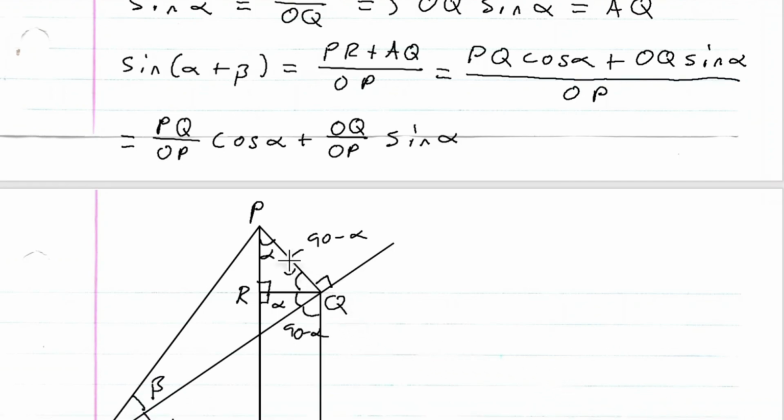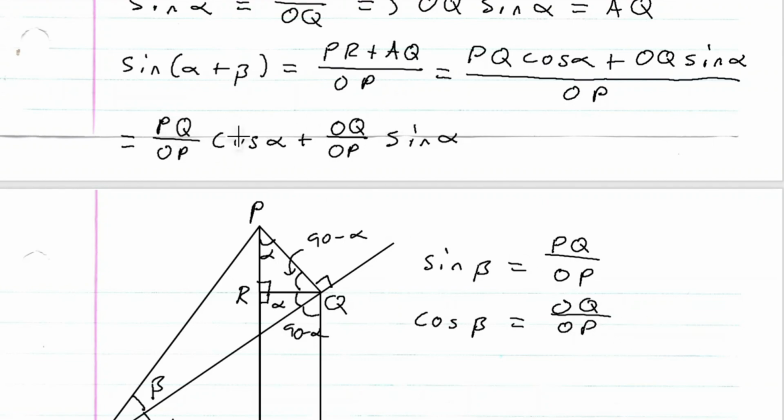So now let's look at what PQ over OP is. We can see that sine of beta is equal to PQ over OP. And we can see that cosine of beta is equal to OQ over OP. And that's exactly what we have here.